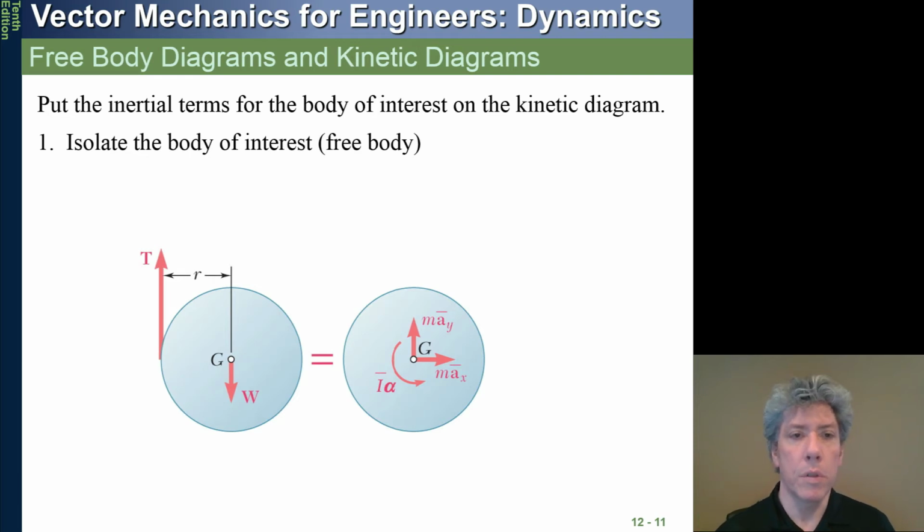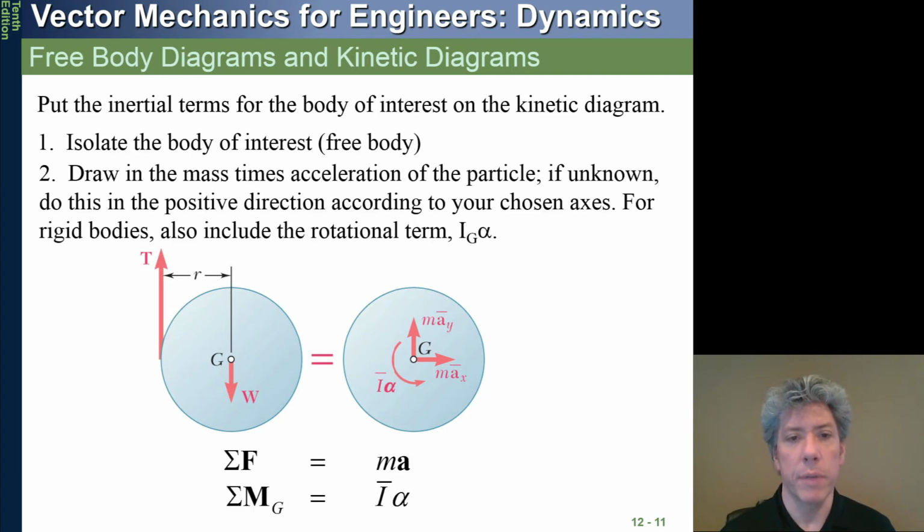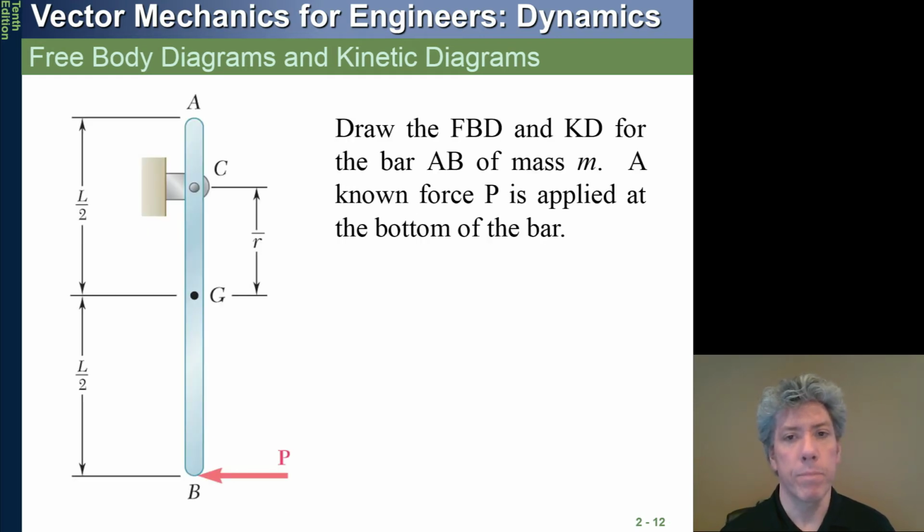So to draw the kinetic diagram, we'll isolate the body of interest, the free body, which is the same as it was before, and then draw the mass times acceleration of the center of mass of that body. So we end up with three equations technically, because we've got two sum of forces, an x and a y, plus a sum of moments equation coming out of the page. All right, so let's do that for this body.